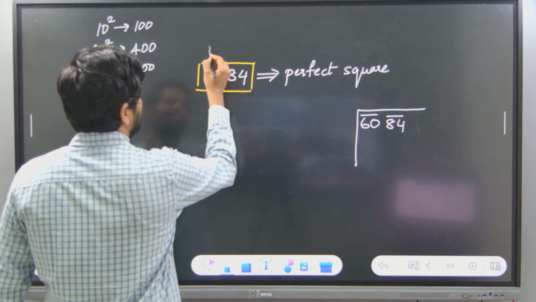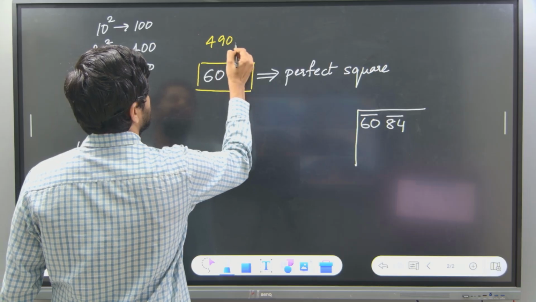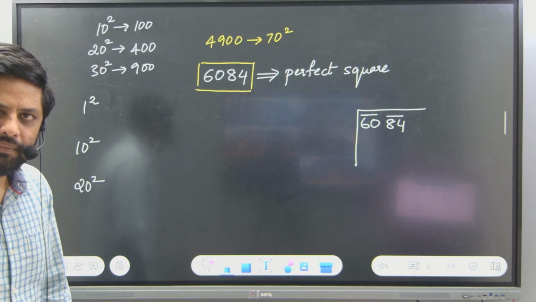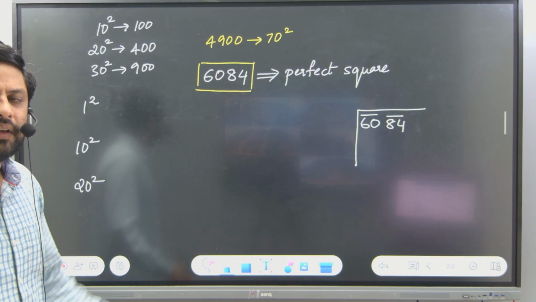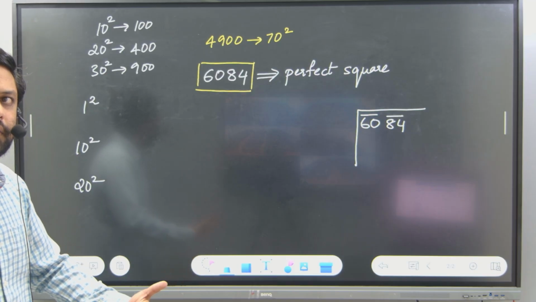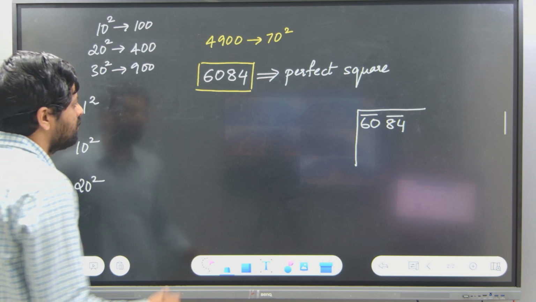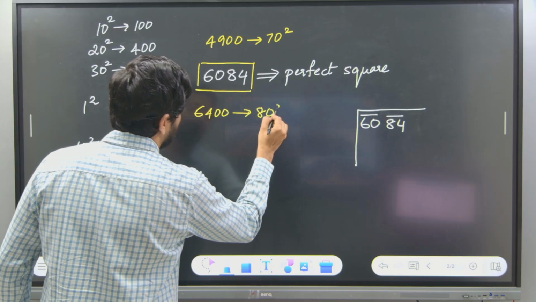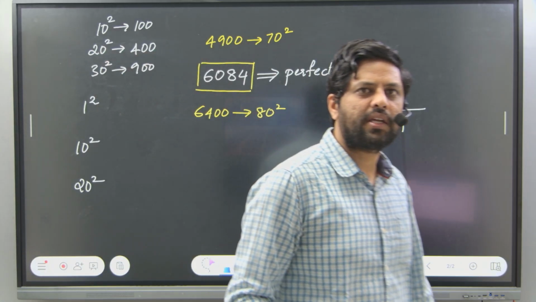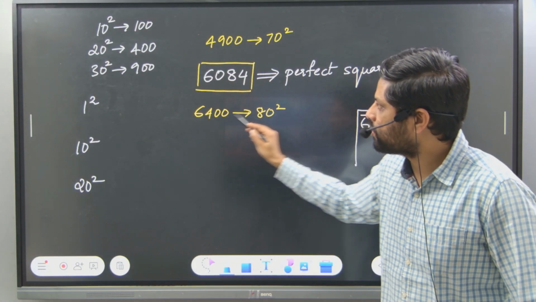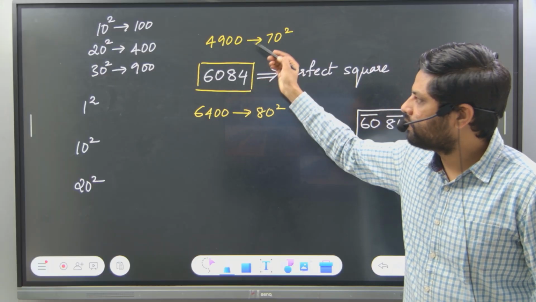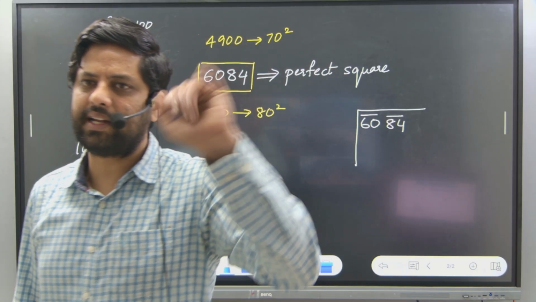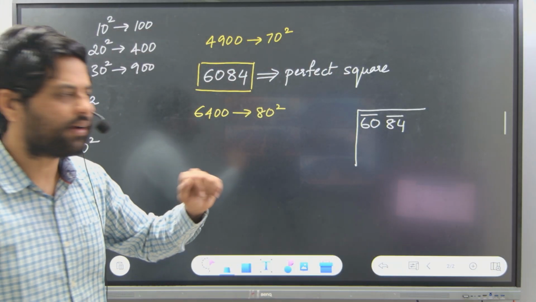Now, before this is 4900. 4900 is what? 70 square. Do you agree? Yeah? 4900 is 70 square. And after 70 square, which is the next one? 80 square. How much is 80 square? 6400 is 80 square. Now, first thing you need to figure out is 6084 lies between which two numbers? So it lies between 70 square and 80 square. Do you agree?